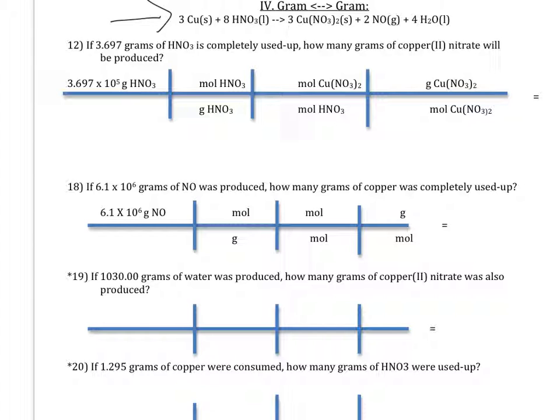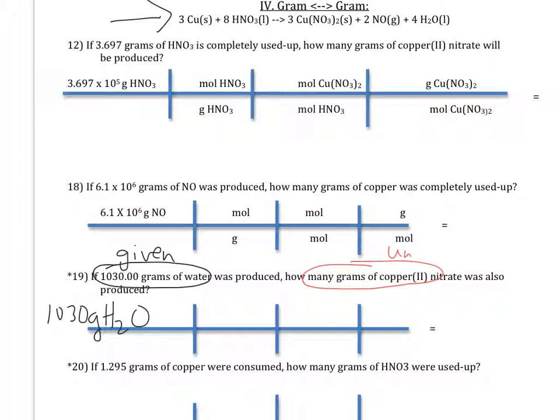If 1,030.00 grams of water, that's my given, are produced, how many grams of copper nitrate are also produced? And it doesn't matter whether they're asking you if something's produced or consumed. You can look for something, whether it's a reactant or a product. Those are just the words in the problem. So I'm still starting with my given.